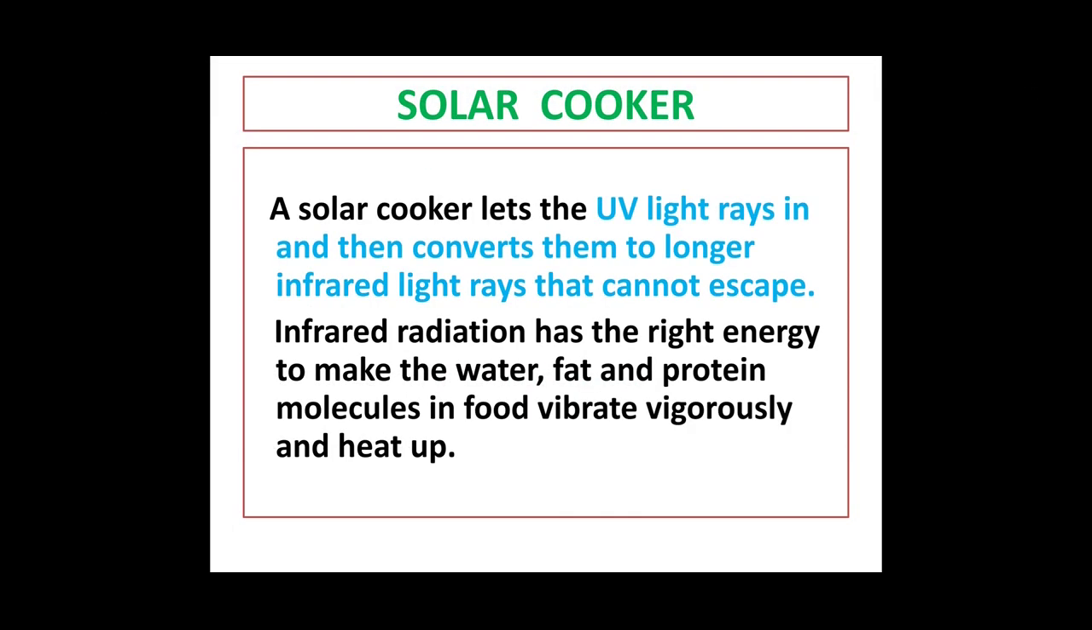Now the next appliance is the solar cooker. A solar cooker lets the UV rays in and then converts them to longer infrared light rays that cannot escape. So the UV rays are allowed to enter, and then they are converted into infrared light rays and they cannot escape. Now this technology is used in the solar cooker for cooking.